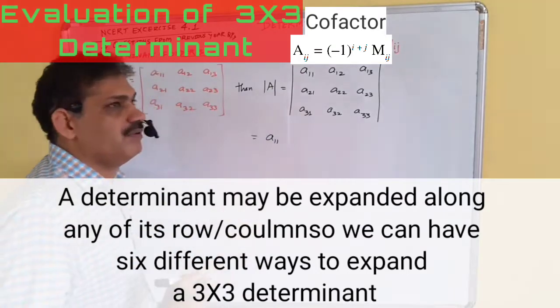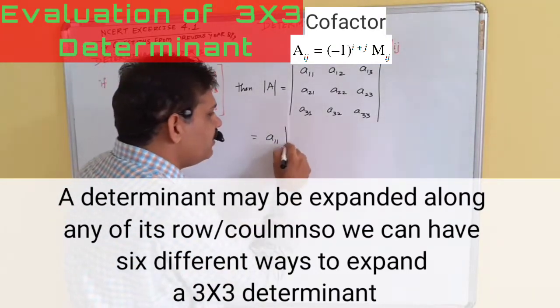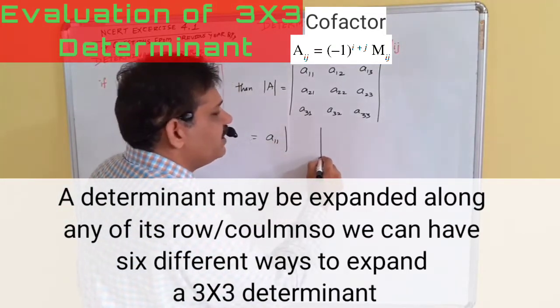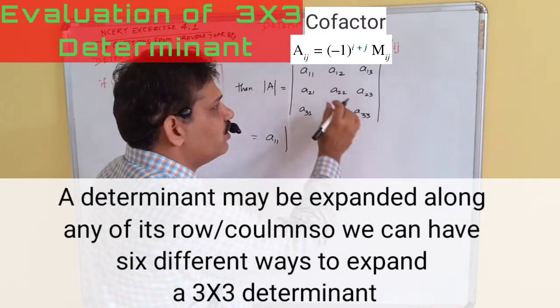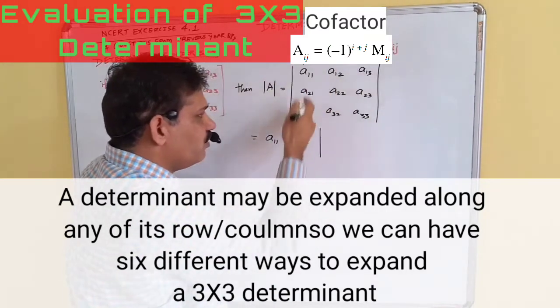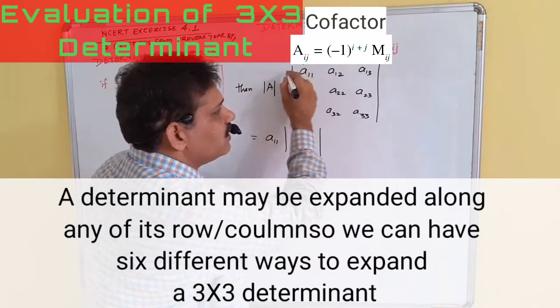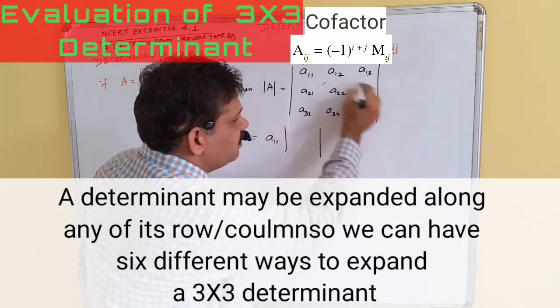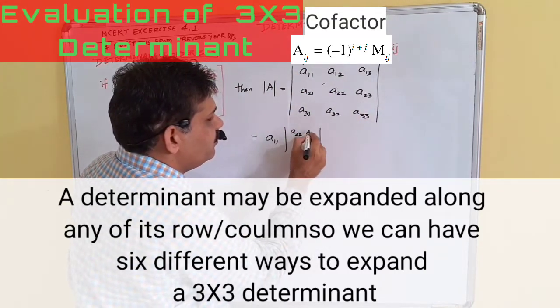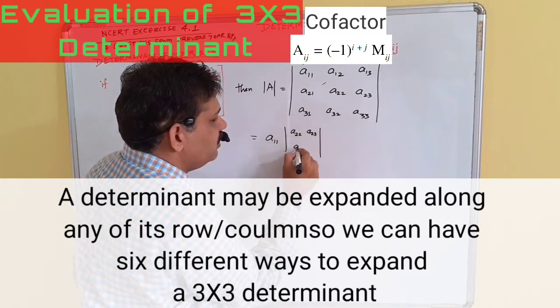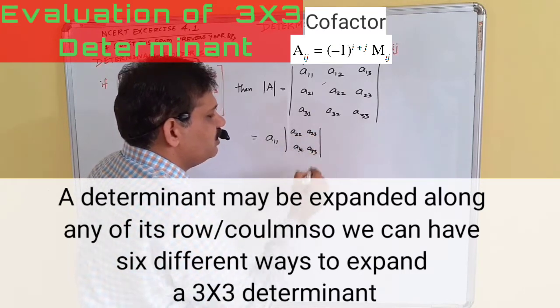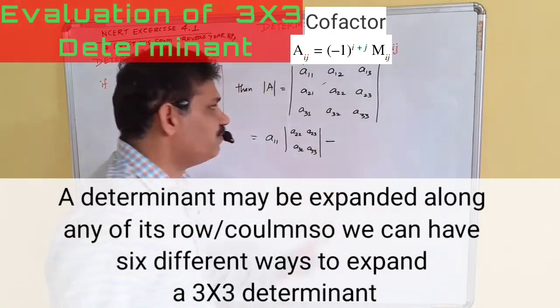A11 is multiplied किससे? Multiplied by a determinant of order n-1. ये n ऑर्डर का है, इससे एक कम ऑर्डर का। कैसे? इस रो और इस कॉलम को छोड़ दो जिसमें ये है, तो बचा क्या? इसको छोड़ दिया, इसको छोड़ दिया, बचा ये। तो A22, A23, A32, A33। फिर ये माइनस। अब ये माइनस क्यों है?